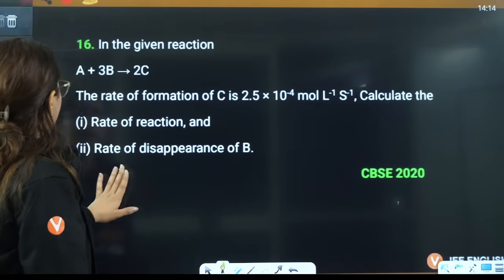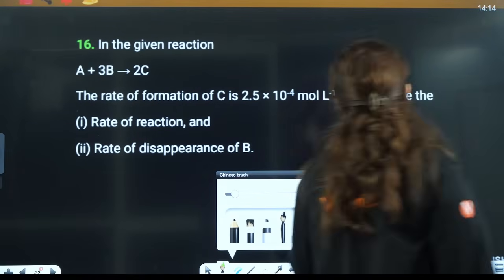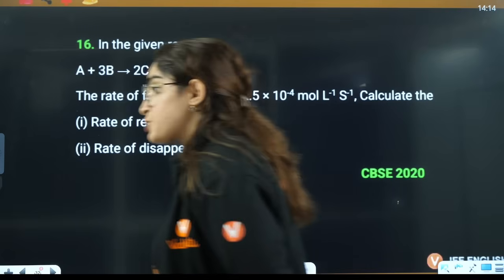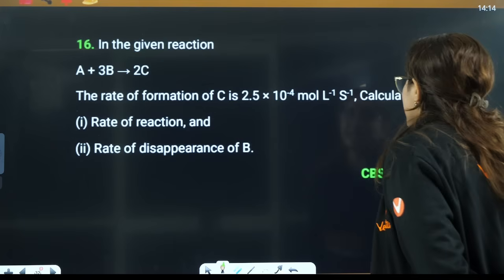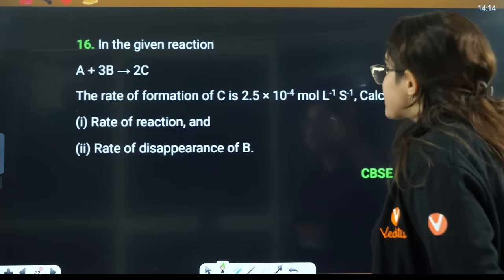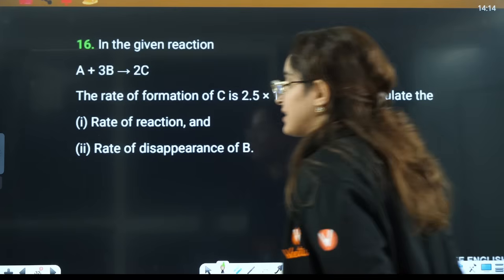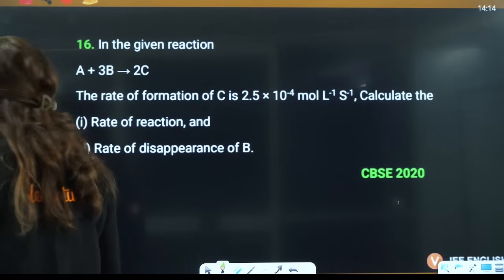Okay. Next question is a 2020 question, guys. Here what we have, let's talk about that. In the given reaction, the rate of formation of C is given. Calculate the rate of reaction and rate of disappearance. Let's see that. So what we have here, everyone?